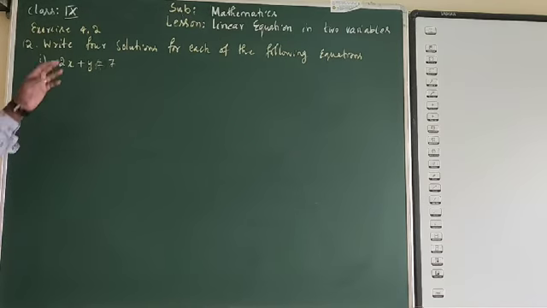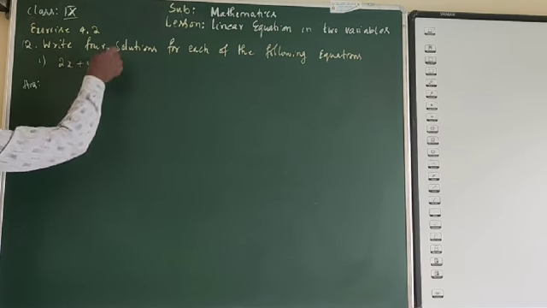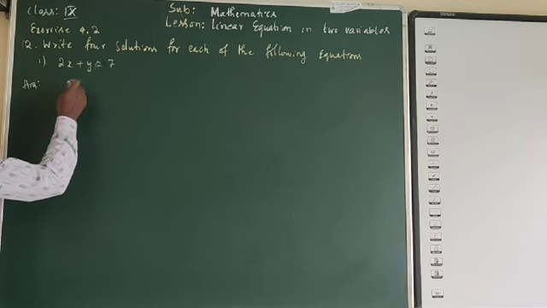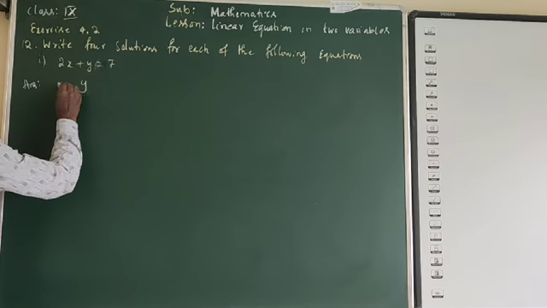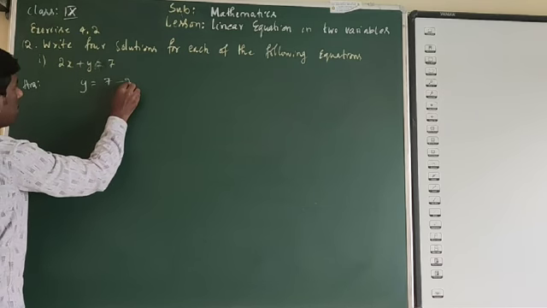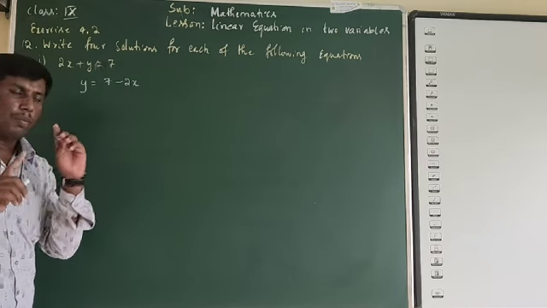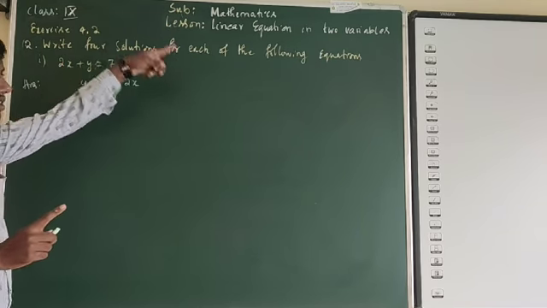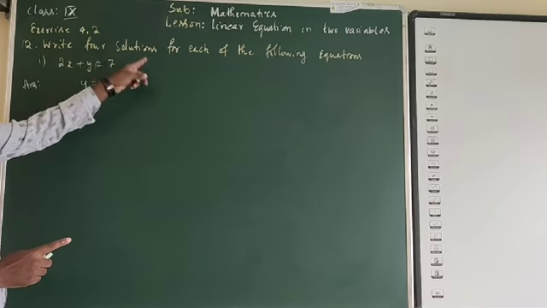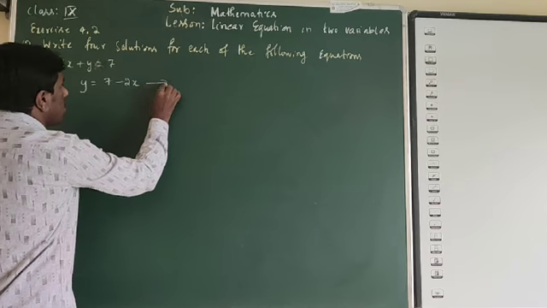So in order to find the 4 solutions, what do we need to do? We need to modify this equation in terms of y, keeping y here only and sending 2x to the other side. What will happen? If I send 2x to the other side, it will become minus 2x because here it is plus 2x. So now y is equal to 7 minus 2x. Only this small modification I have done. Right? Call this equation 1.